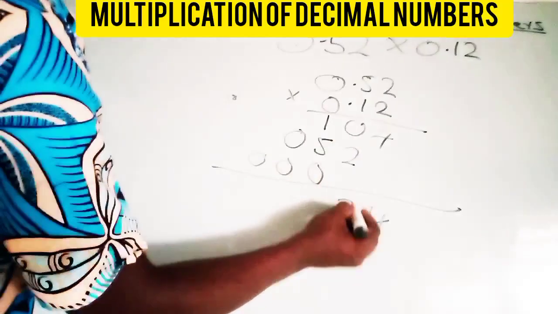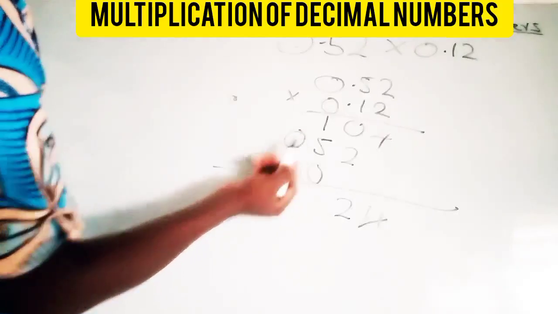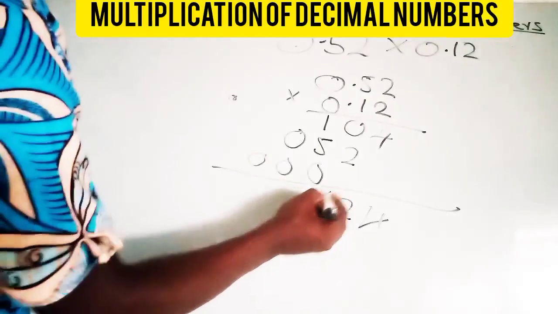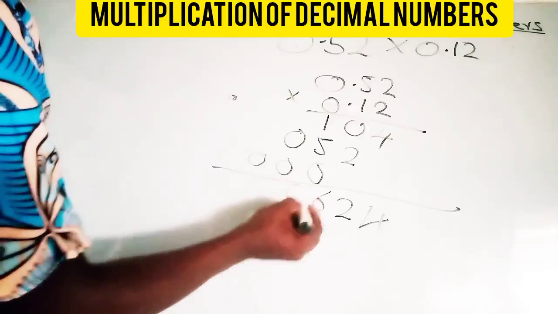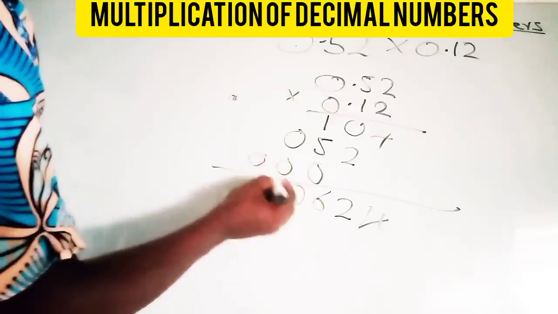0 plus 2 will give you 2. 1 plus 5 will give you 6. Plus 0 will give you 6. 0 plus 0, you have 0. Right here too, you have 0.